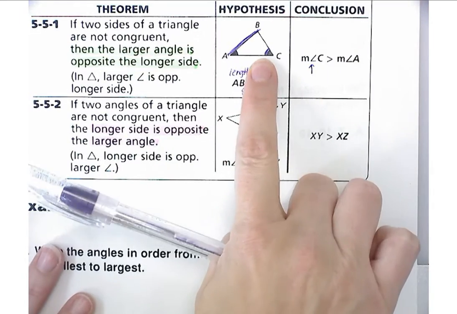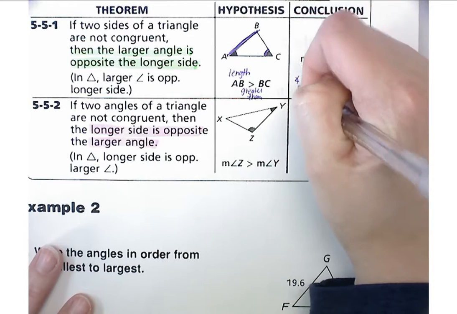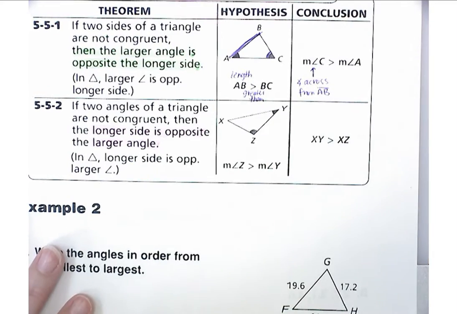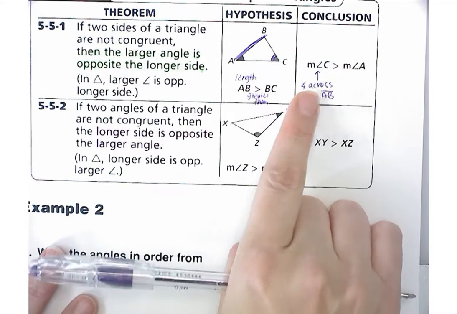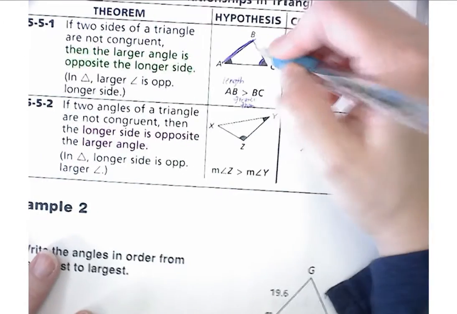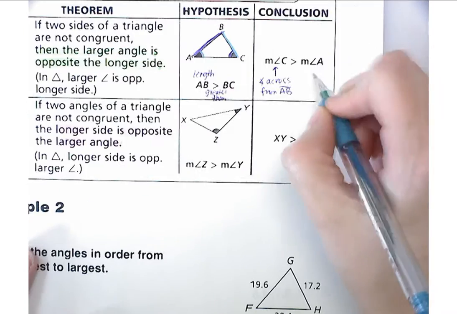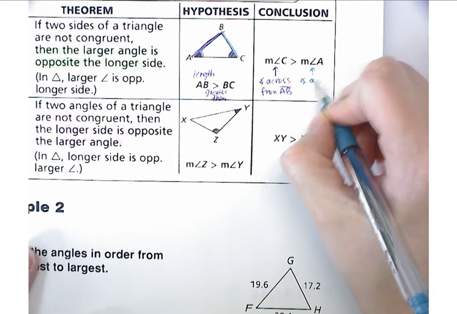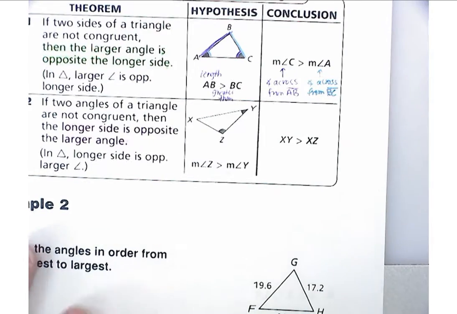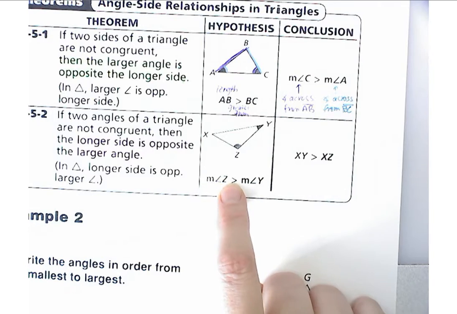The significance of angle C is that it is the angle across from AB. So because this side is bigger, the angle across from it's bigger. So let's color code the other one. For BC, which is this side, the angle across from that is angle A. So this is the angle across from BC. And then this is the same thing, but in reverse. So they're telling you which angle is greater.